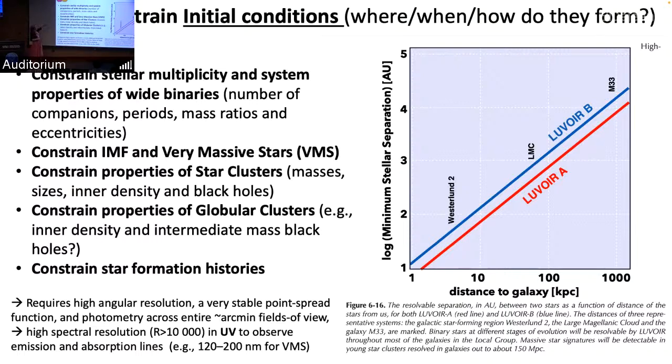At the same time, I think there will be some talks tomorrow. The telescope will also constrain the initial mass function in different environments and also help us understand very massive stars. And these very massive stars, these are stars above 150 solar masses that we know exist. They might actually be one of the key sources of gravitational waves. But very little is known about them, and you need the UV to really identify them from the spectra.